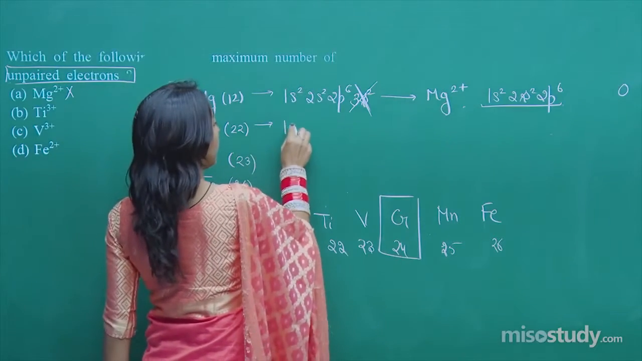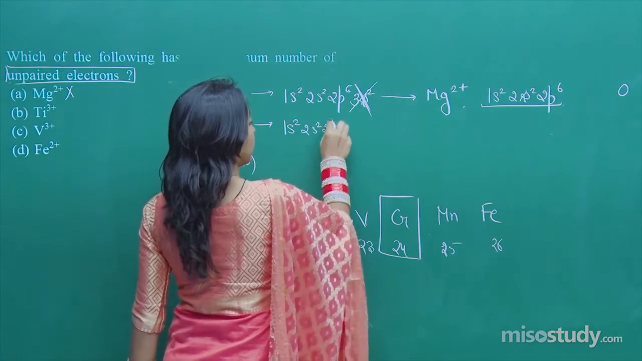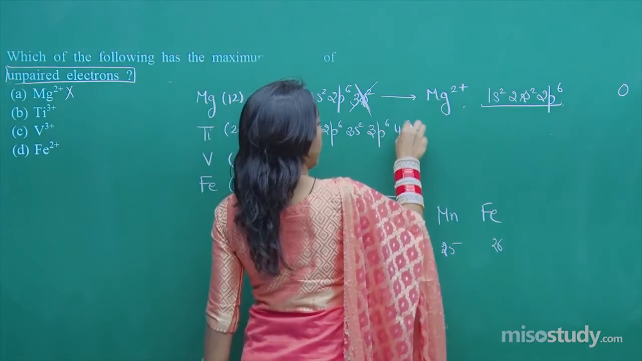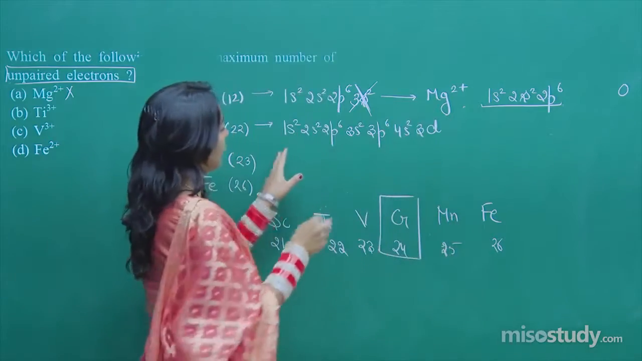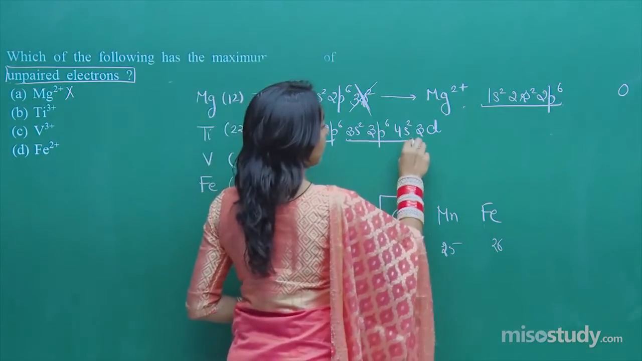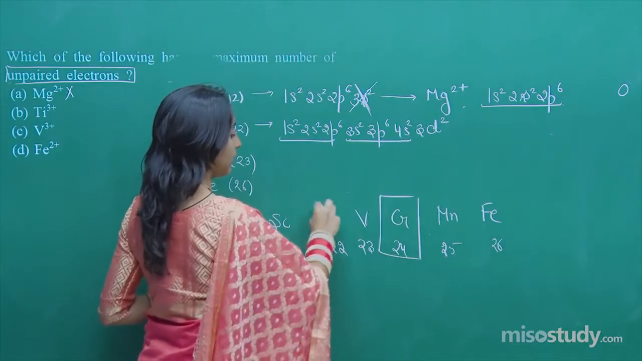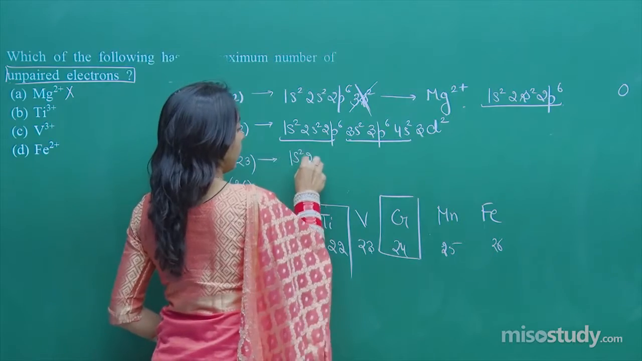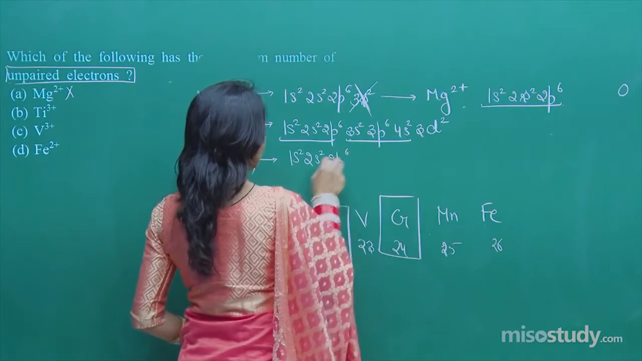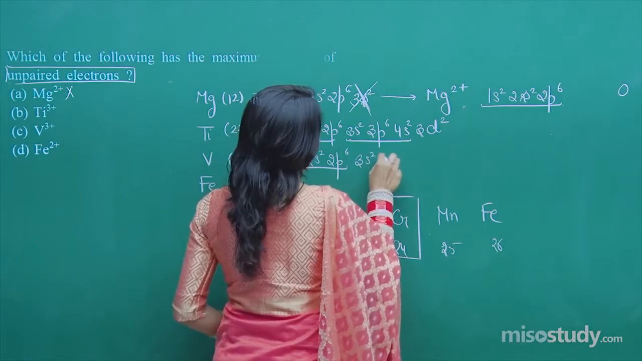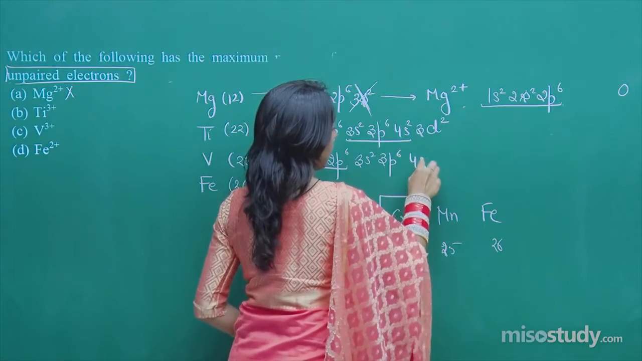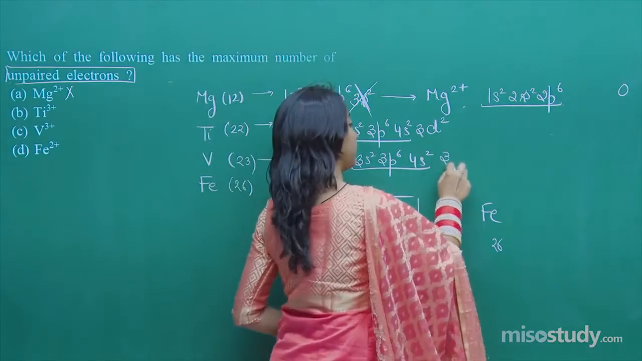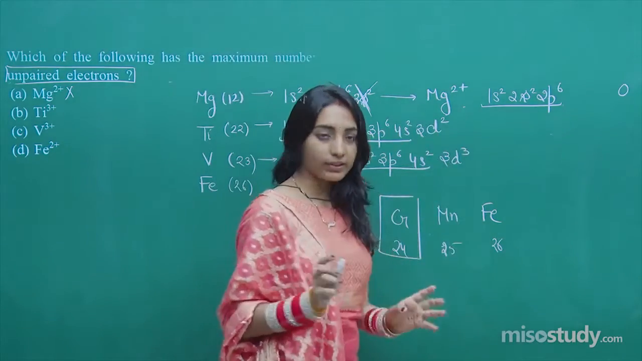Let's first write down 1s2, 2s2, 2p6, 3s2, 3p6, 4s2, 3d. Now see, this is 10, this is 20, and 3d2 because titanium is 22. Done? Now moving on to vanadium: 1s2, 2s2, 2p6, then we have 3s2, 3p6, 4s2, and since vanadium is 23, so 3d3. Okay, this is also okay.